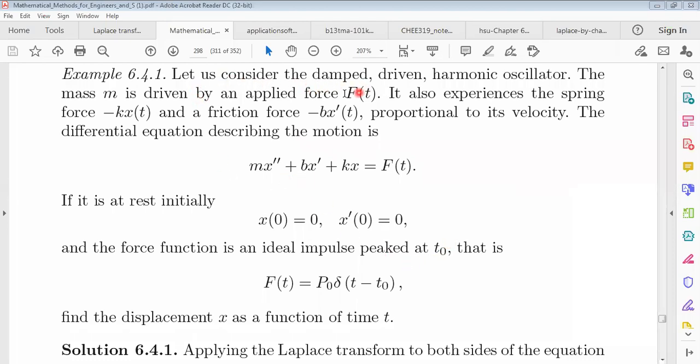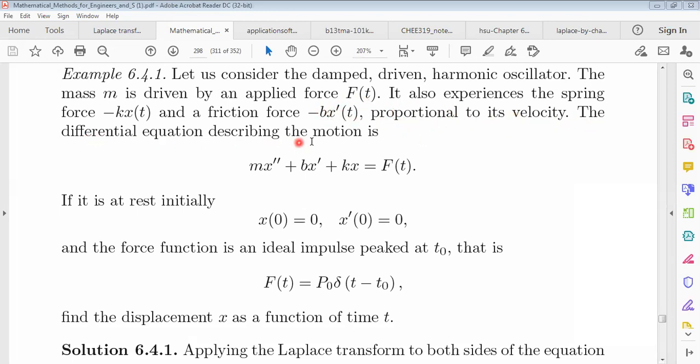Now let us consider the damped driven harmonic oscillator. The mass m is driven by an applied force f of t. It also experiences the spring force minus kx and a friction force minus b x dash t. Force means you must know there will be differentiation. So it is proportional to its velocity. Force is proportional to its velocity.